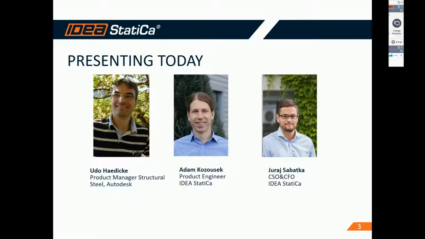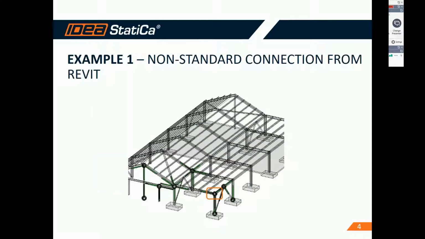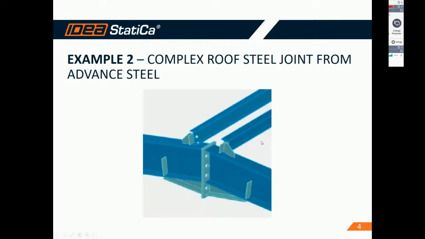We prepared content for today in two regards. One is an overview of the connected workflows at the BIM table, and then we'll pick two examples from them, and we'll take a closer look at how to do code checking, structural design of complex steel joints. So the first one will be from Revit, the second one from Advanced Steel.